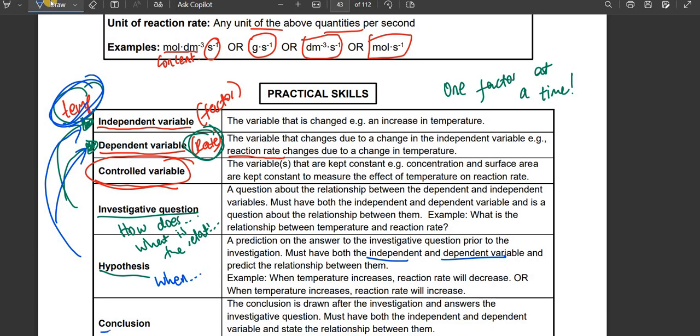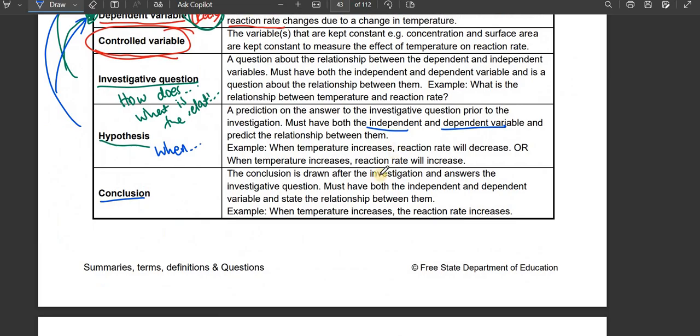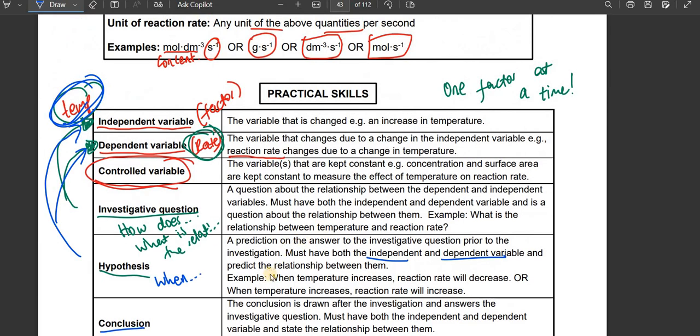Then what is your conclusion? Your conclusion now is drawn after you've investigated. So your conclusion could be that, therefore, I can remember you had said on hypothesis, when temperature increases, the reaction rate will increase. Your conclusion will also be that, but again, after you have investigated. Okay, so please, you should know how to write an investigative question and hypothesis, especially in this topic, guys. We cannot get that wrong. Please, please, please.